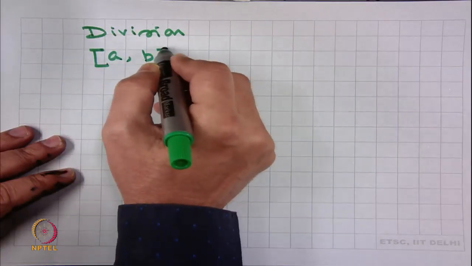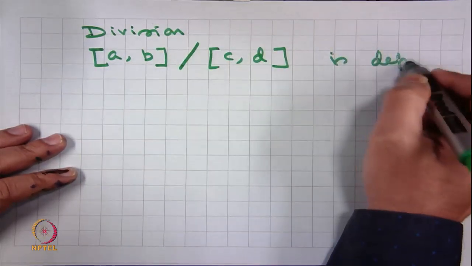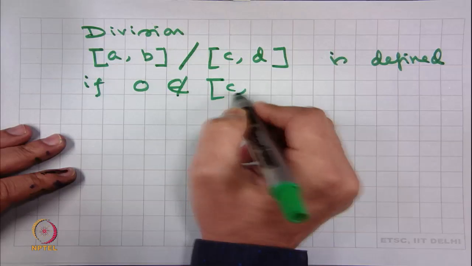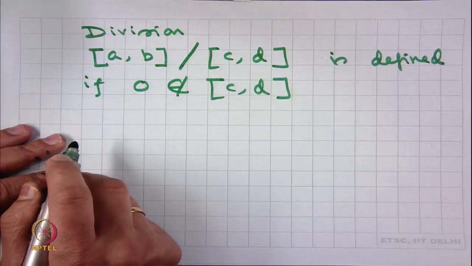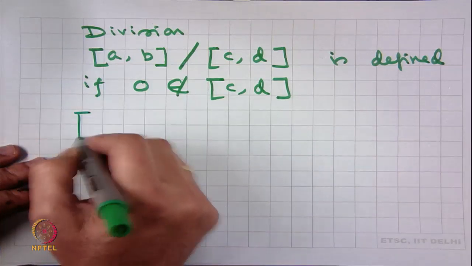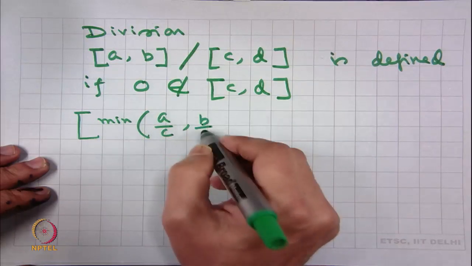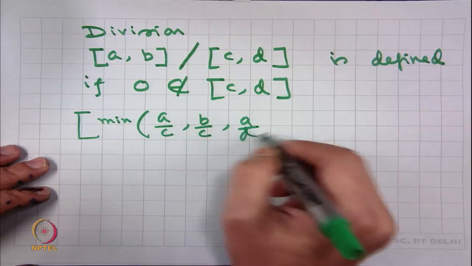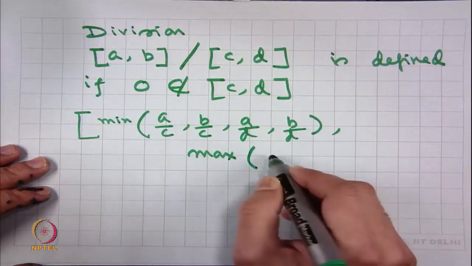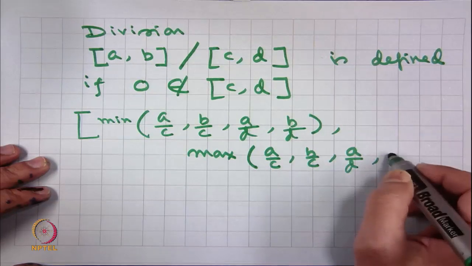[a, b] divided by [c, d] is defined if 0 does not belong to [c, d], and in this case the output is minimum of a by c, b by c, a by d and b by d, comma, maximum of a by c, b by c, a by d, b by d.